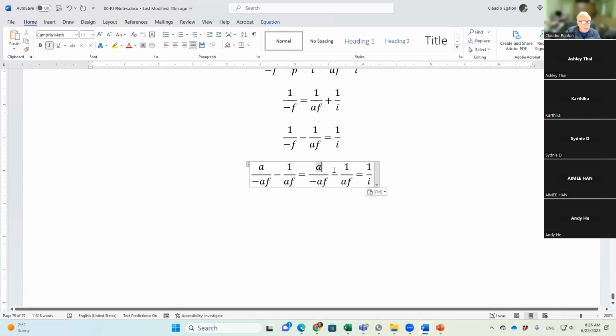And now that we put everything under the same denominator, I can put a negative right here. Okay, this negative goes here. Let me see if I did it right. Oh yeah, that's the way you do it. You have a negative here, you have a negative here, so I'm putting the negative in evidence.